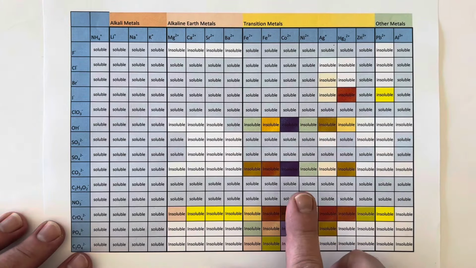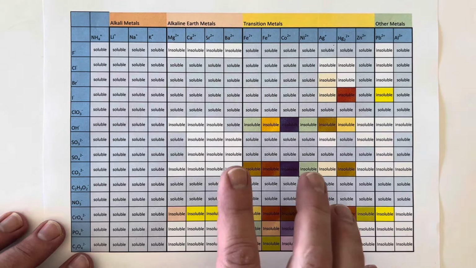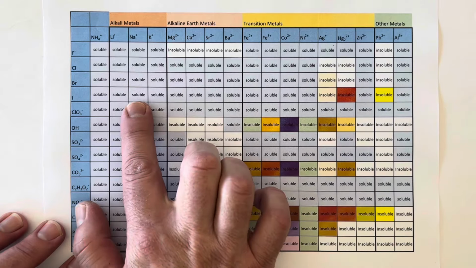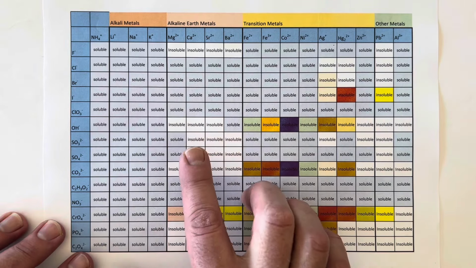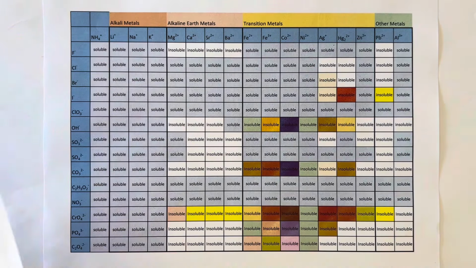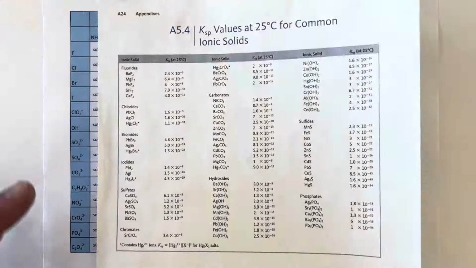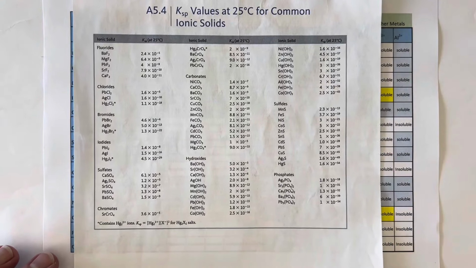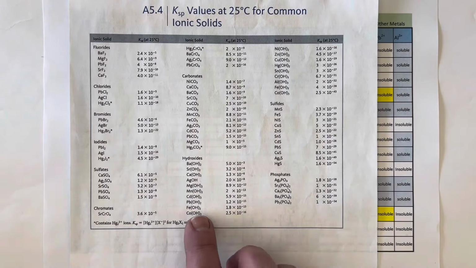A chart like this is super useful for some general predictions about whether something is soluble or insoluble. But when it comes down to it, all these things over here that are listed as insoluble are actually slightly soluble, and they have known equilibrium constants. We call them Solubility Product Constants, Ksp.